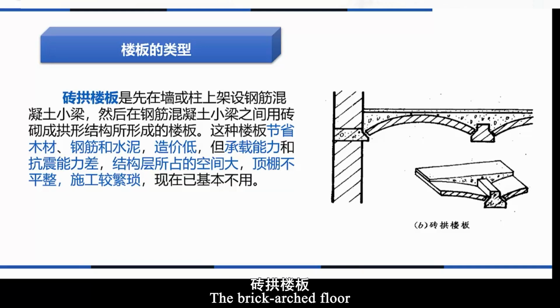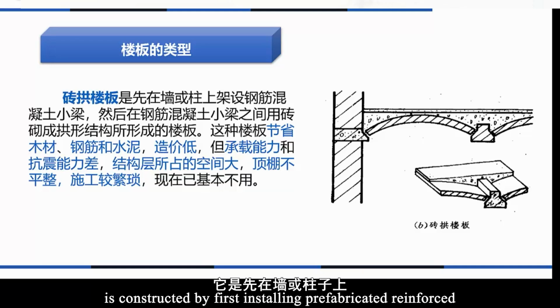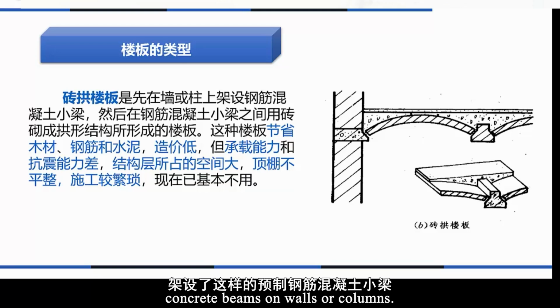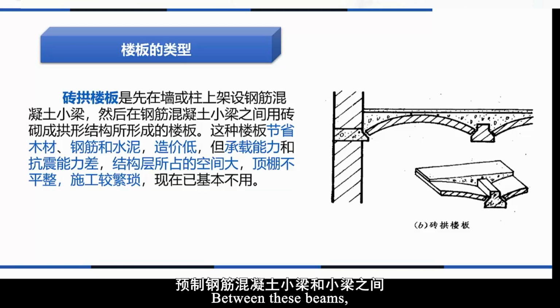Next, let's take a look at the second type, the brick arched floor. The brick arched floor is constructed by first installing prefabricated reinforced concrete beams on walls or columns. Between these beams, bricks are laid to form an arch, creating the floor structure.